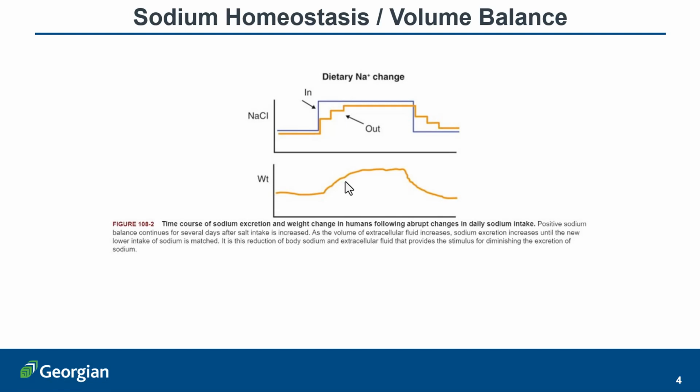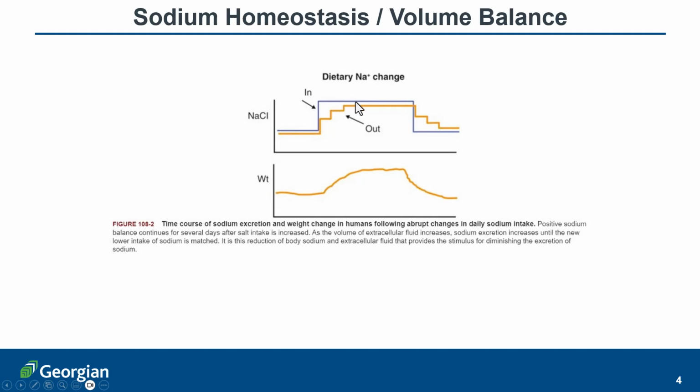And how do we measure ECF volume expansion? Well, the easiest thing is to measure total body weight. Because when you have ECF volume expansion, say that it has expanded by 1 liter, that's essentially 1 liter of water, which is equivalent to gaining 1 kilogram in weight, right? 1 kilogram of water is equal to 1 liter of water. And there's no way to get around that.